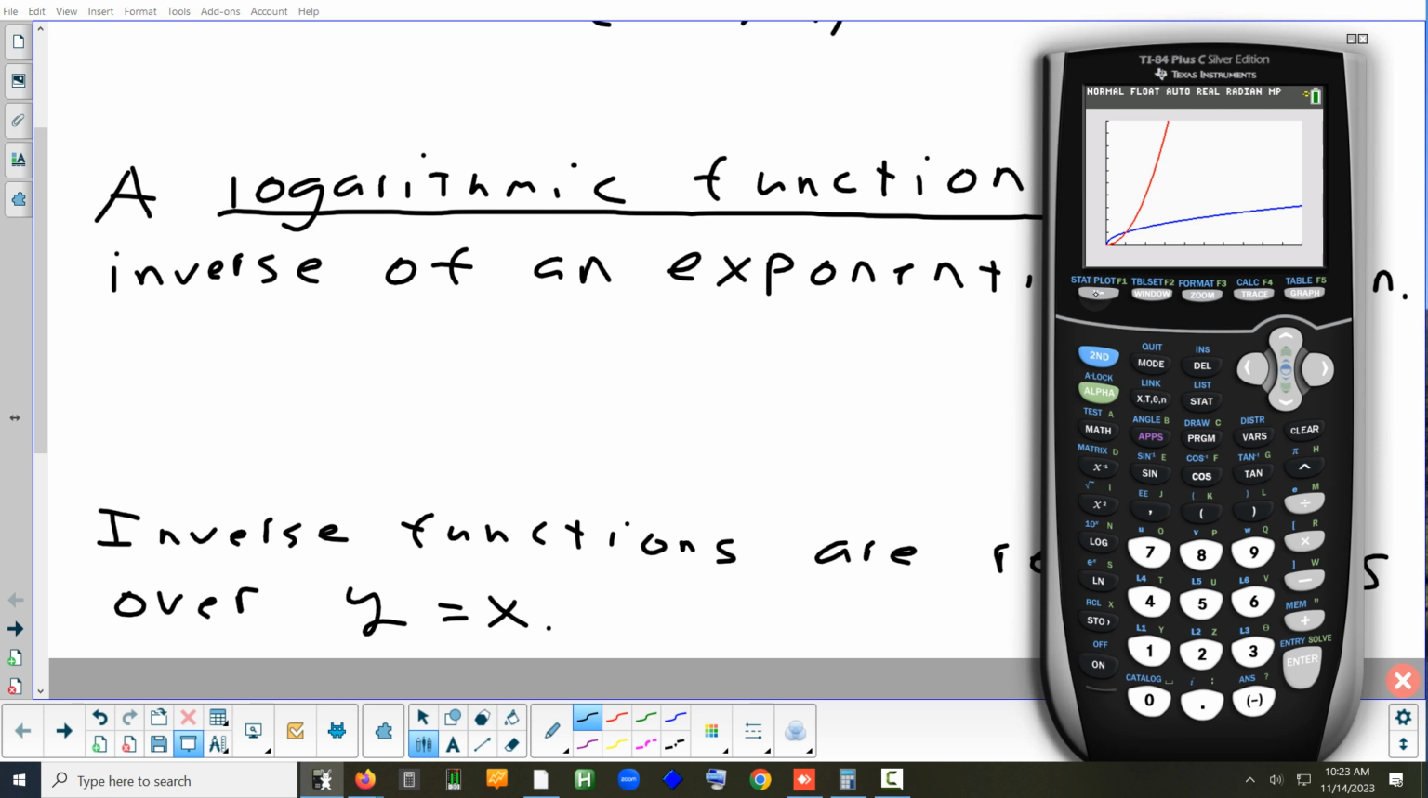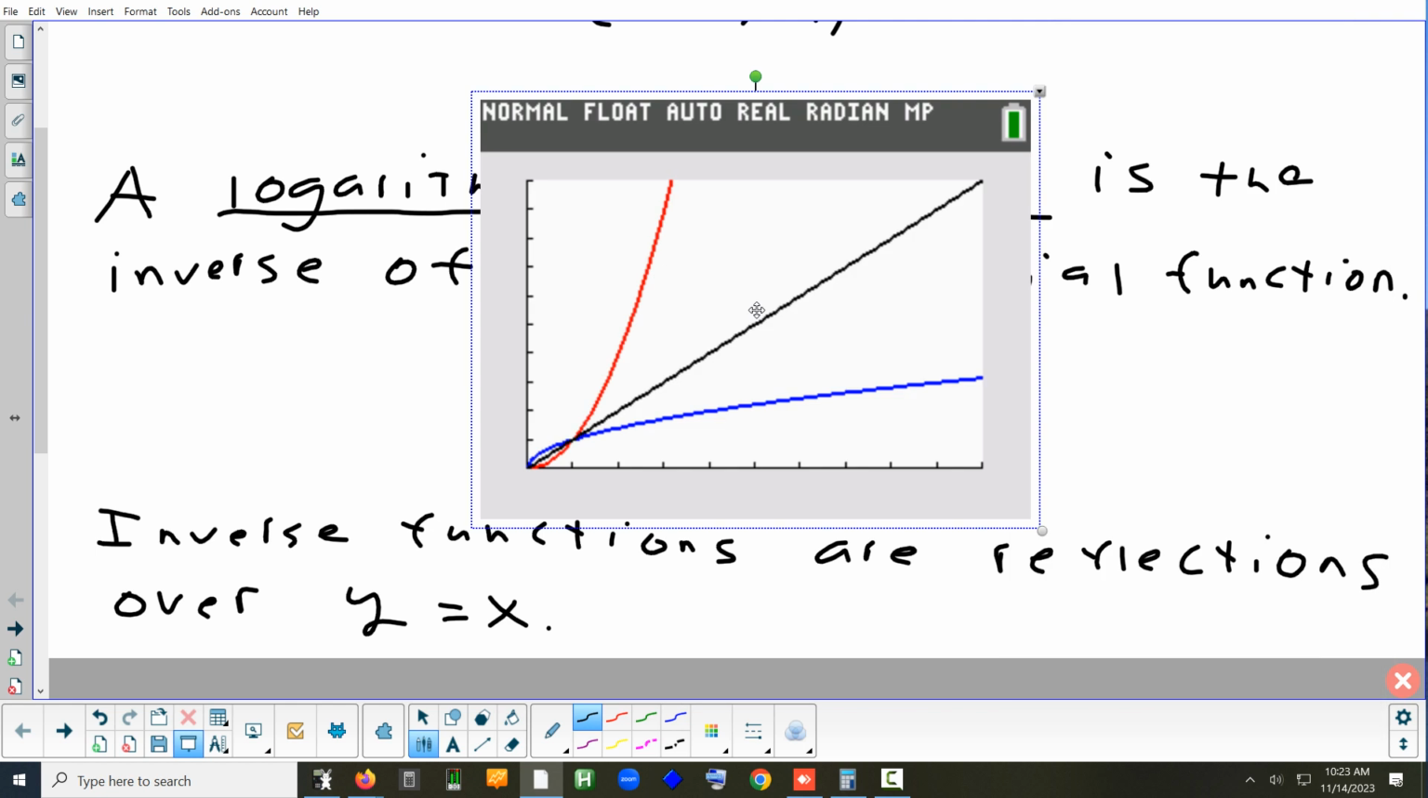There's your square. And if I put in the line y equals x, you're going to notice it cuts them perfectly on the diagonal. So if this was a piece of paper and you folded it right on that black line, the red graph would land right on top of the blue line. That's what inverse functions look like. They're reflections of each other. Now, that's not an exponential and a log function. That's a square and a square root function. But it's the same idea. And I'll show you what a log function looks like in a little bit.